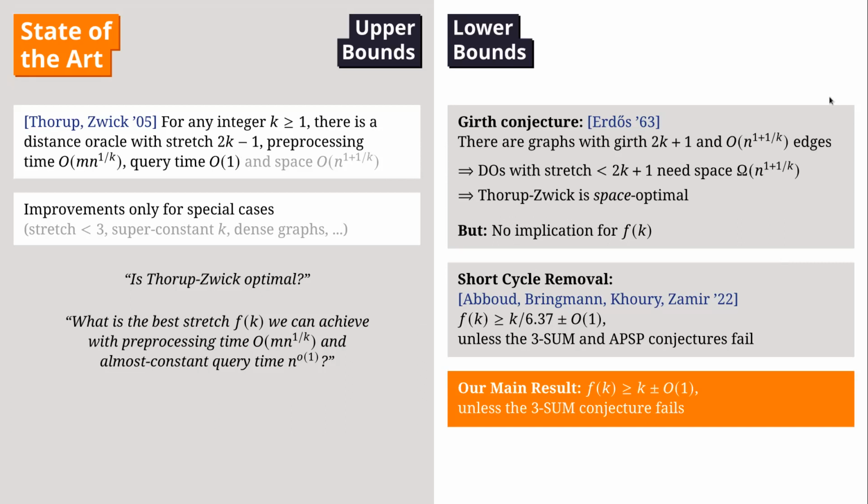So our main result is actually that f of k is at least linear in k, at least k plus k up to lower order factors, unless the threesome conjecture from fine-grained complexity theory fails. Now, unfortunately, this does still not close the gap to the Thorpe-Zwick distance oracles, but we believe that this is a very important and very hard question. I will get back to it at the very end. Okay, this is our main result. Let me further talk about two of our side results before I get into the details.